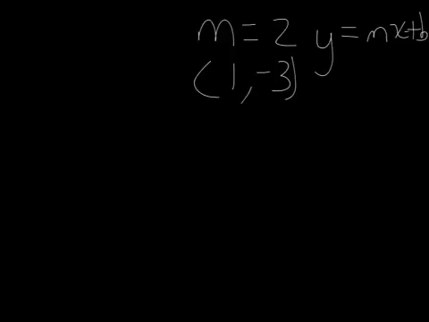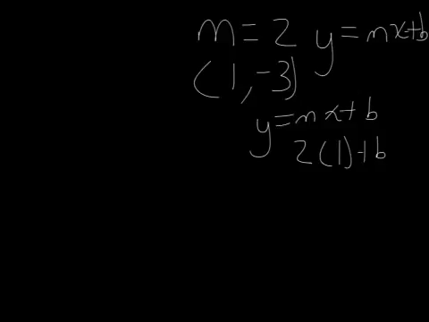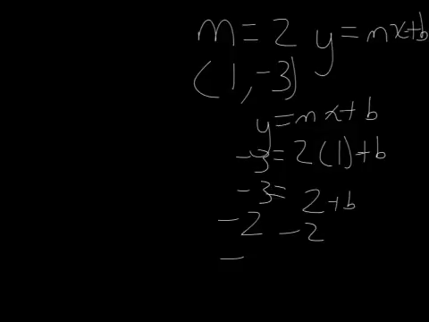Alright, so we know that our slope is 2, so y equal mx plus b. We're going to put a 2 where our m is. Then our x coordinate is 1, and our y coordinate is -3. So we have -3 equal 2 times 1 plus b. 2 times 1 is going to be 2. So we have -3 equal 2 plus b. We subtract 2. And -3 minus 2 is going to be -5. So -5 equal b.